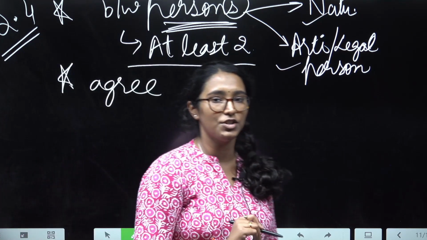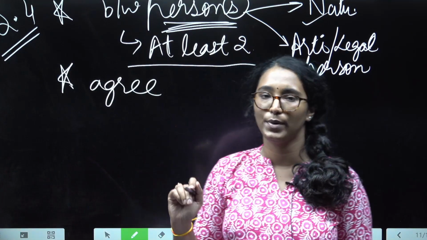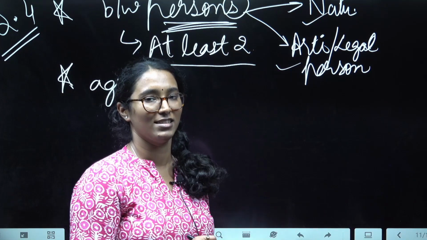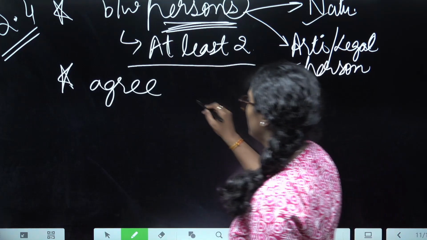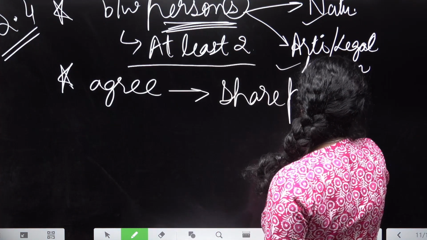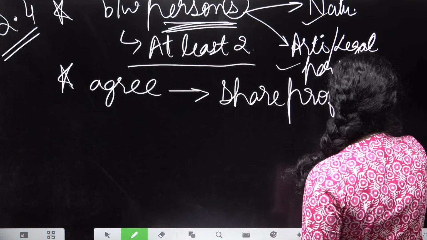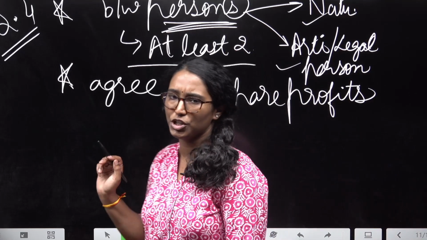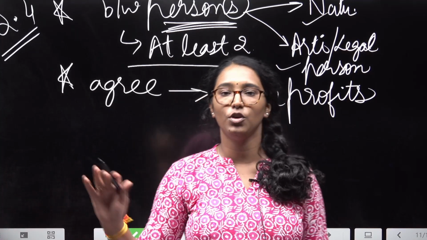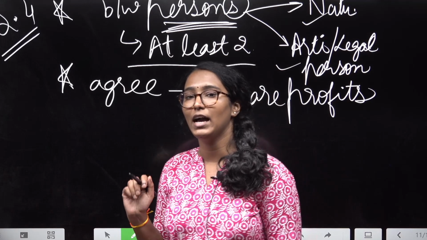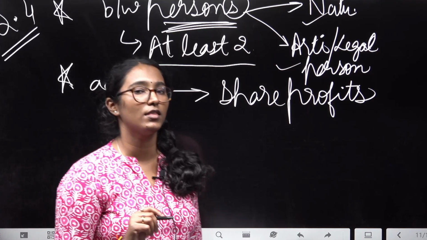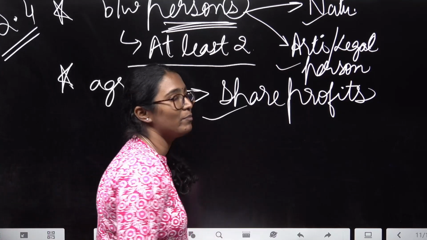So, the next essential element is an agreement between these persons. And what is an agreement? We know that from the Indian Contract Act. So, it is an agreement to do what? To share profits. It is an agreement to share profits. Now, this is not an agreement to share losses. It could also be an agreement to share losses, but the Act is not concerned with the share of losses. It is only concerned with the share of profits between persons.